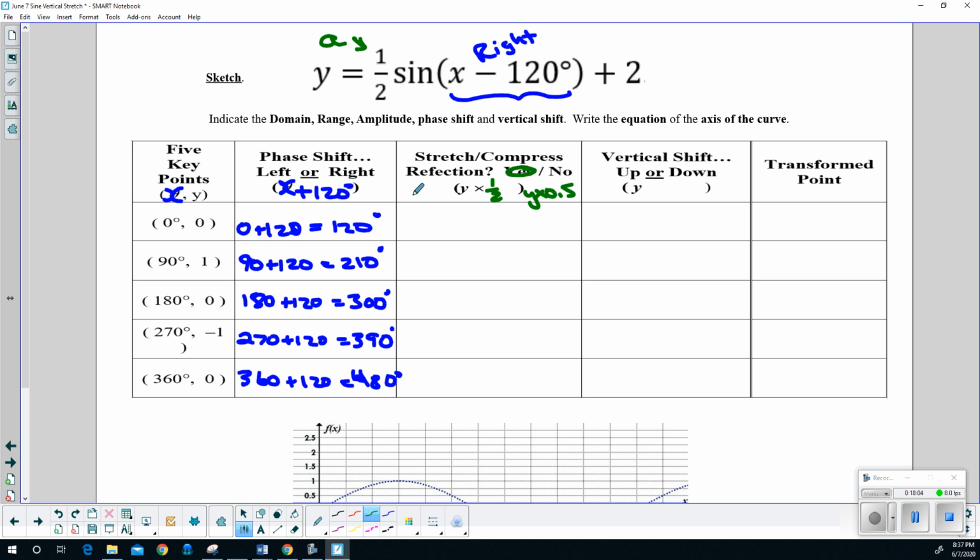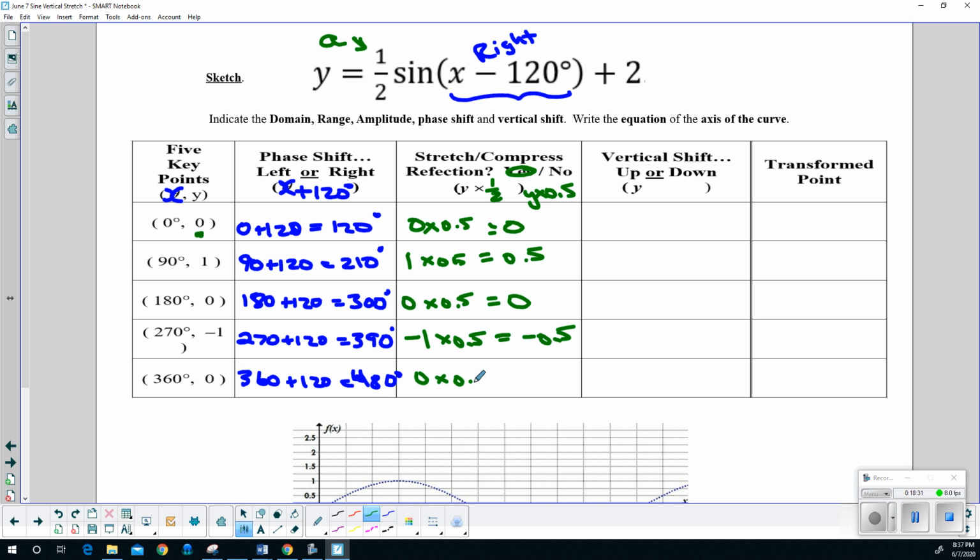Okay, sure. Our y value starts as 0, right? There's my y value. Starts as 0 times 0.5. Well, anything times 0 is 0. 1 times 0.5, well, that's just 0.5. And 0 times 0.5, that's just 0. Negative 1 times 0.5 just gives me negative 0.5. And last but not least, 0 times 0.5 gives me 0. Excellent.